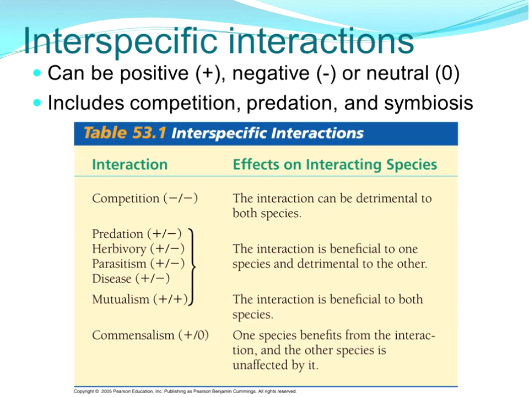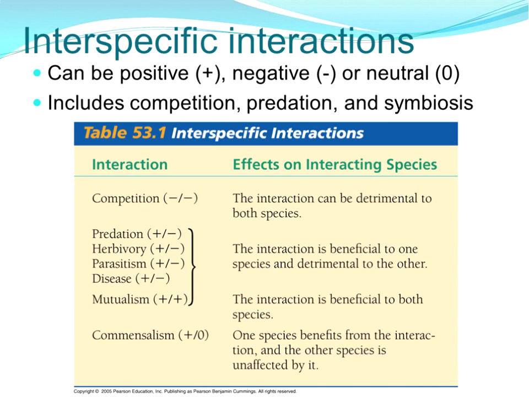Predation, on the other hand, is considered positive to one species and negative to the other, and that's because, of course, one species is gaining a food source and the other species is being killed, so one's being harmed, the other one's not. Herbivory is the same way. This would be things like thorns on a tree or chemical defenses to deter predators, those types of things.